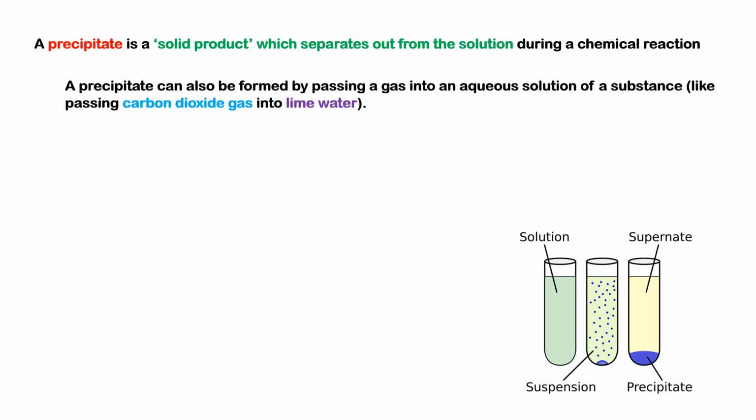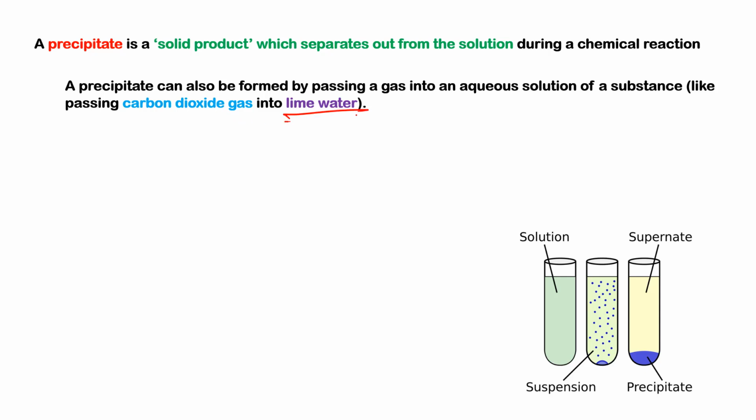Now, precipitate. What is a precipitate? A precipitate is a solid product which separates from the solution during a chemical reaction. We know that. A precipitate is formed under different conditions actually. Here we have taken one example: whenever you pass carbon dioxide gas into lime water, you will get some precipitate. But which precipitate is it?